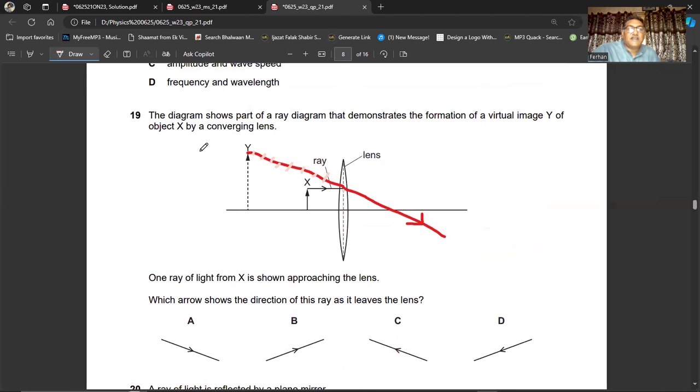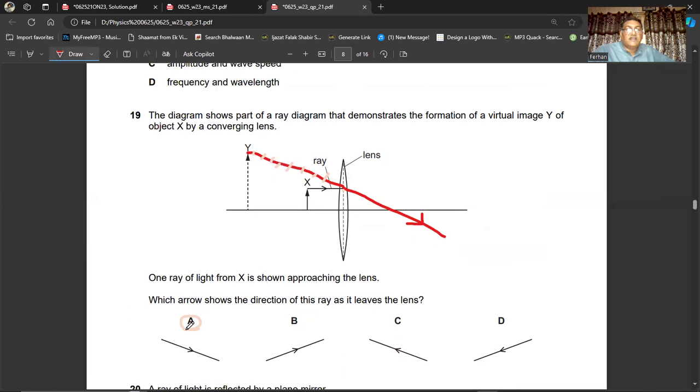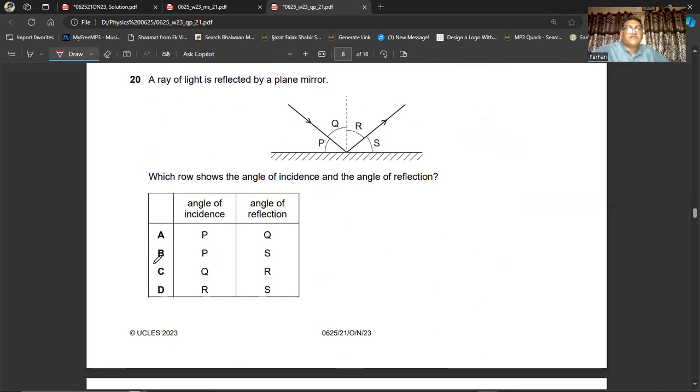So their question is here. You can see he says one ray of the light from X is shown approaching the lens. Which arrow shows the direction of this ray as it leaves the lens? So this is that ray. So where is that? So I think A is the right choice, sir. A is the right choice. Okay, so I think A is the choice. Question number 19, A is the right choice, sir.